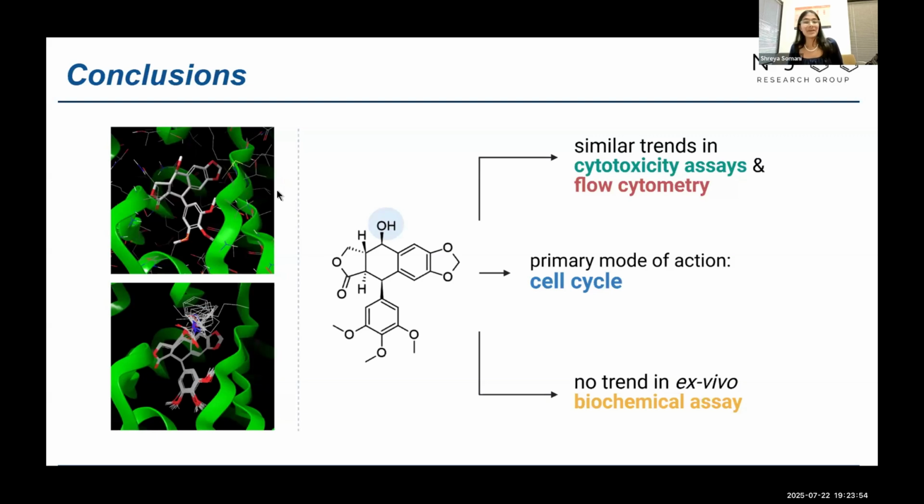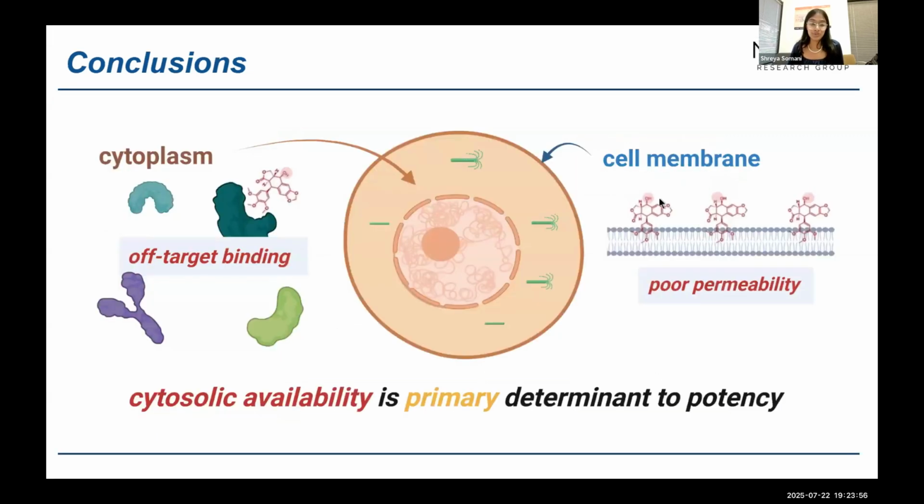Now, what does this mean? So we started off this project with two main questions, one about cytosolic availability and one about off-target binding. Through our data and our experiments, we're able to conclude that binding is not the primary determinant to potency, and in this case, it is cytosolic availability.